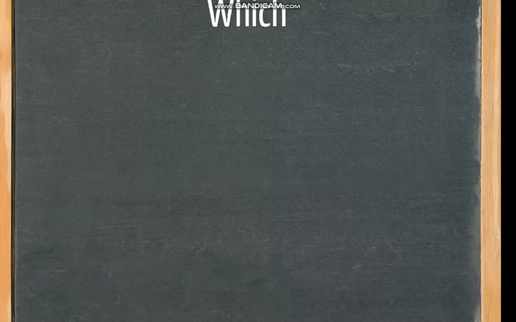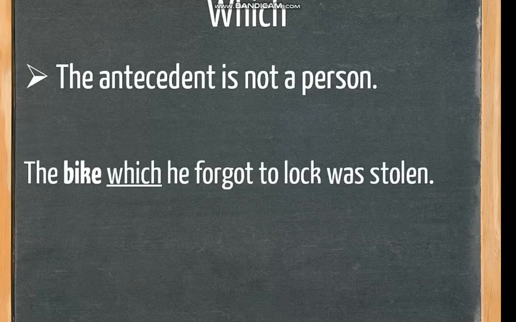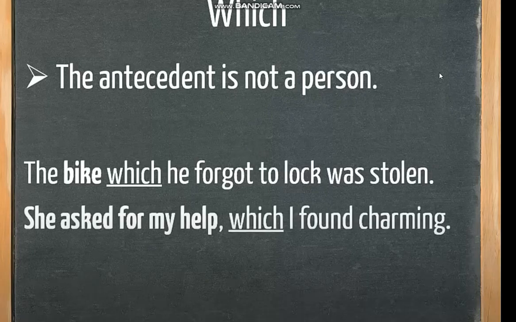Now let's take a look at the word which. We use which when the antecedent is not a person. For example, "The bike which he forgot to lock was stolen." So which refers to bike. Bike is the antecedent and the antecedent is not a person, so we will use which rather than who.